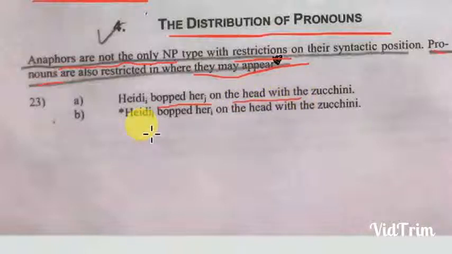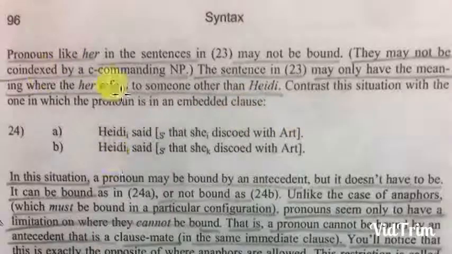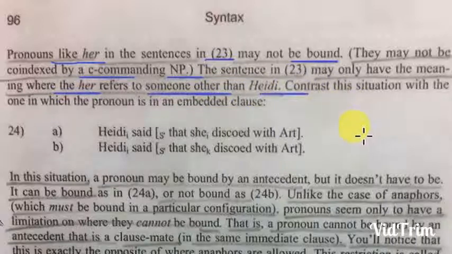But in this sentence, where Heidi bopped her on the head with a zucchini and Heidi and her have the same index number, the sentence becomes incorrect. Here, her cannot refer back to Heidi. So, pronouns like her in these sentences may not be bound, that is, they may not be coindexed by a c-commanding noun phrase. The sentence in 23 may only have the meaning where her refers to someone other than Heidi.